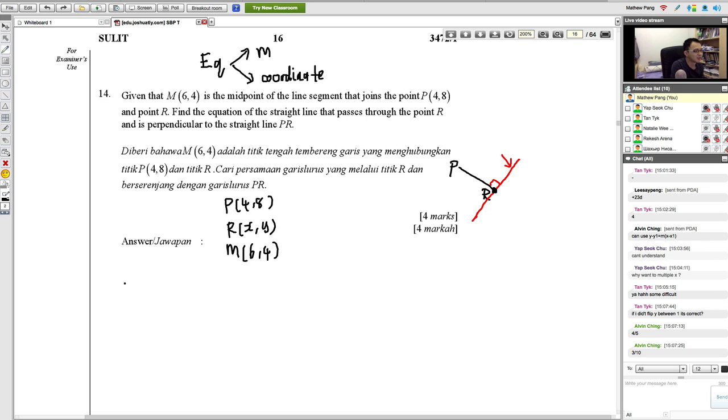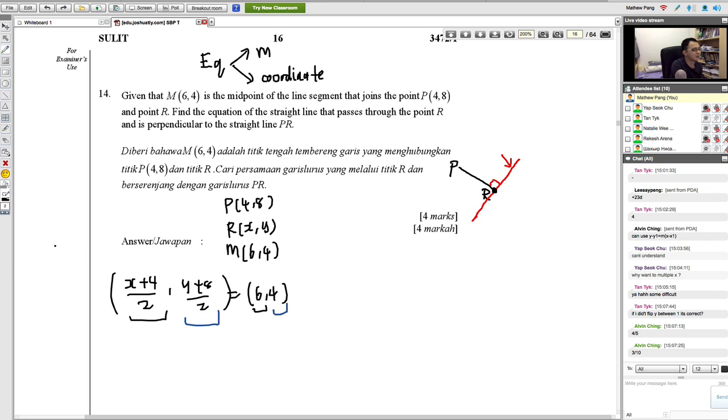So the midpoint formula is (x plus 4 over 2, comma, y plus 8 over 2), which equals (6, 4). Alright, this is the midpoint formula. If you're smart enough, you can straight away say this one equals 6, and then this one equals 4.